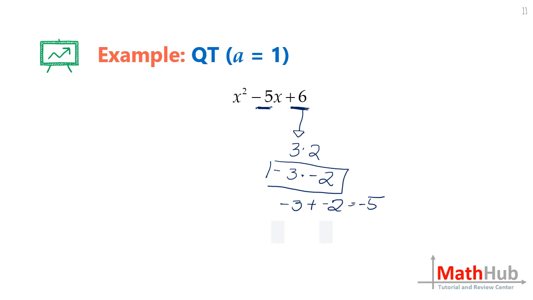So how do we factor this? We now just get negative 3, negative 2, put an x in front of it. So that's it. x minus 3 times x minus 2. Alright.